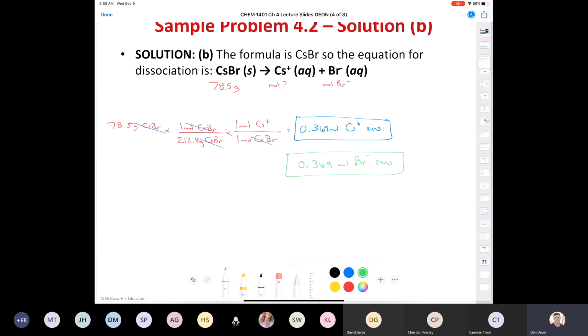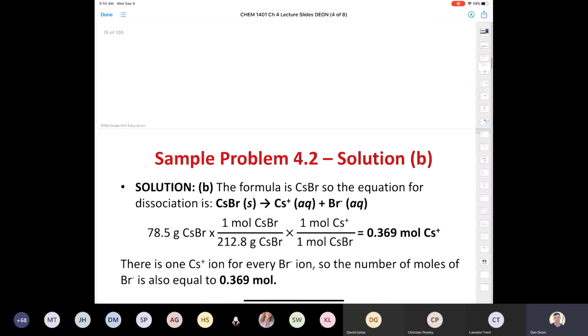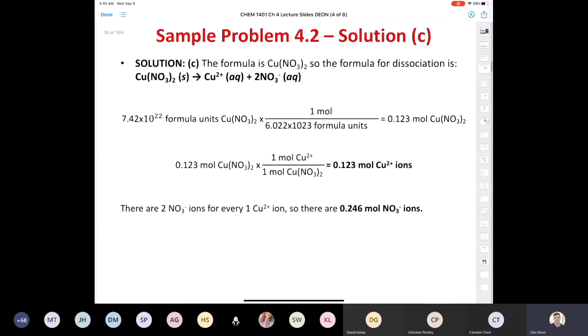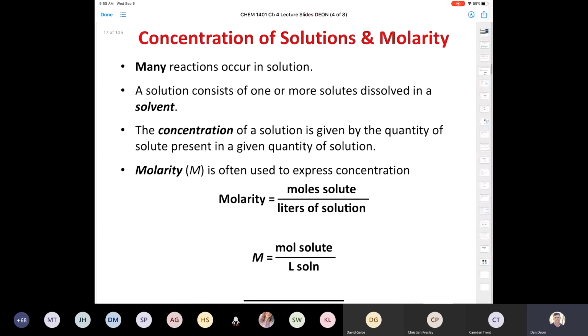All I'm talking about is ionic compounds dissociate into their ions in solution. You've got to know what a cation is and an anion is, and then we looked at a little bit of stoichiometry. Okay, there's the rest of the solution. I'm going to leave number C, and let's talk about concentration of solutions and molarity.